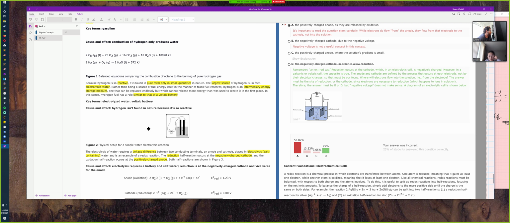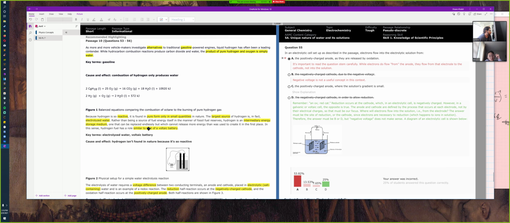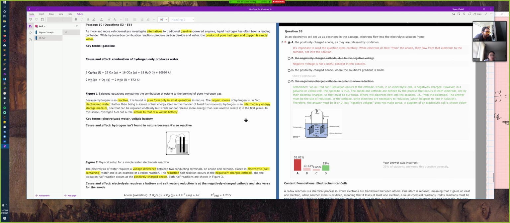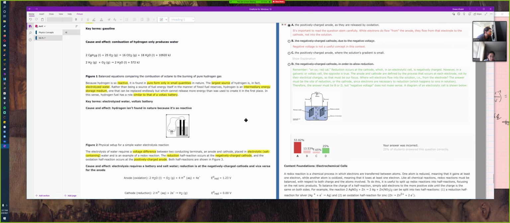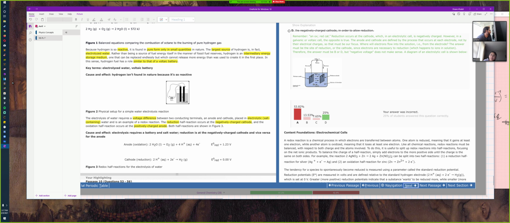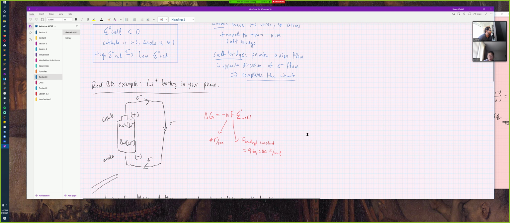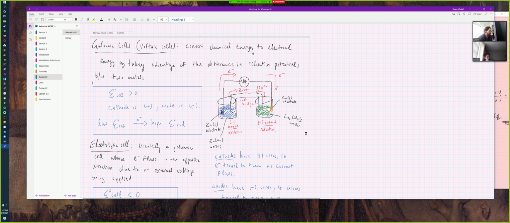Is there any question about this overall topic? You mean electrochemistry? Not really. I think I have a pretty good grasp of electrochemistry. I'm fairly comfortable with electrochemistry.